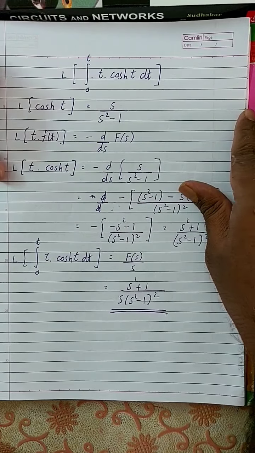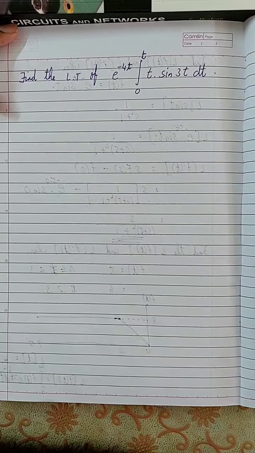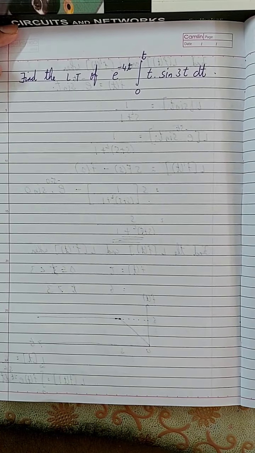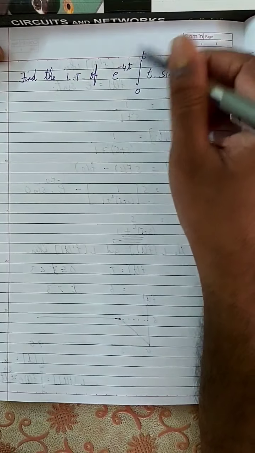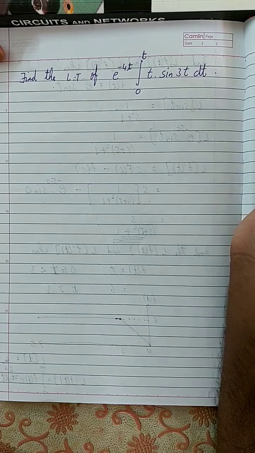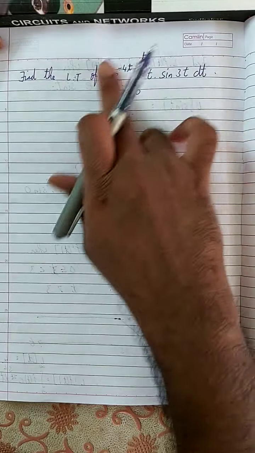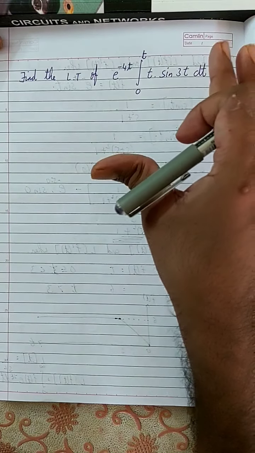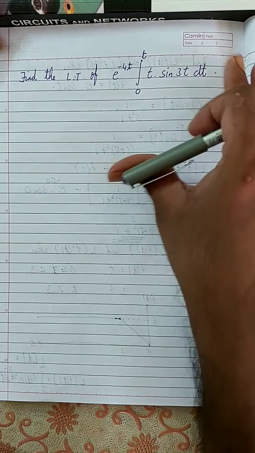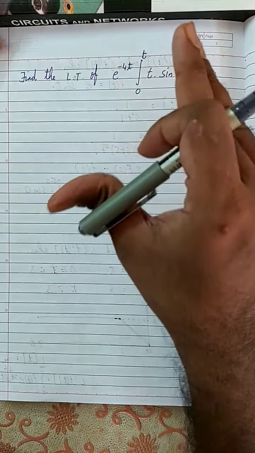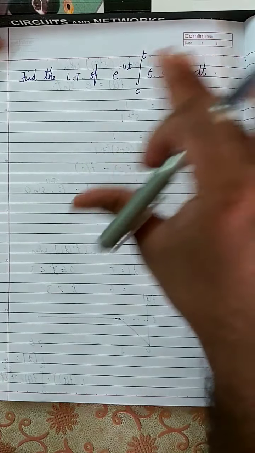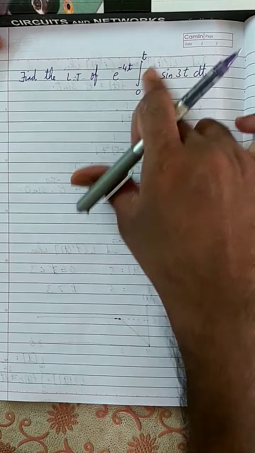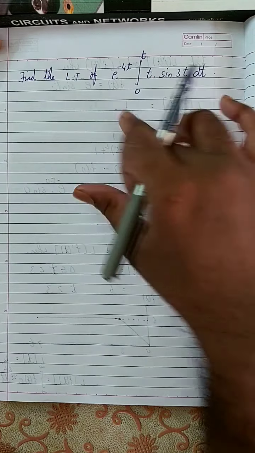Okay, so now let's do this question. Find the Laplace transform of e raised to minus 4t integral 0 to t of sine 3t dt. When you look at this question, you might think this is a very complicated question, but this is not complicated. This is a very easy question, because if you know the Laplace transform of all the basic functions and if you know all the properties, then this question can be solved within a few steps. Within a single page itself I can solve this question.